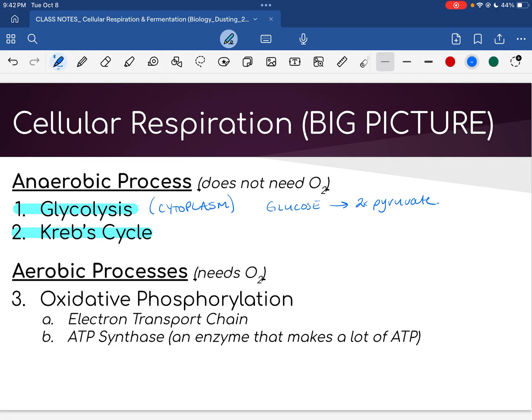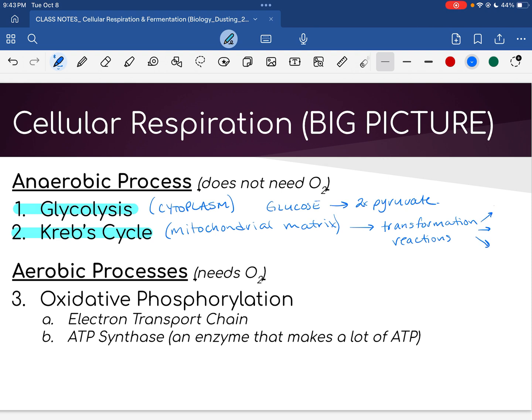And the Krebs cycle is now in the mitochondrial matrix, in the matrix of the mitochondria. And the process that's happening here is we're going through a bunch of transformations. So these are essentially transformation reactions. And from these transformation reactions, we're going to get a few things.